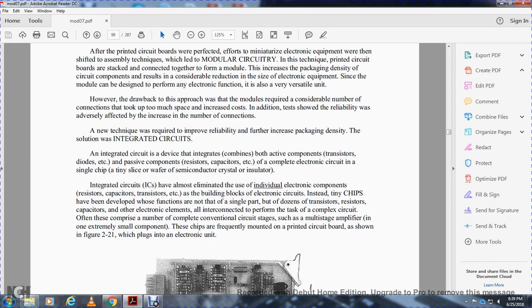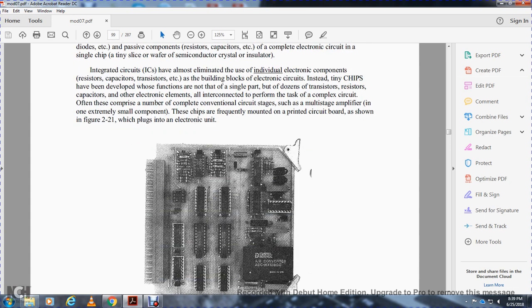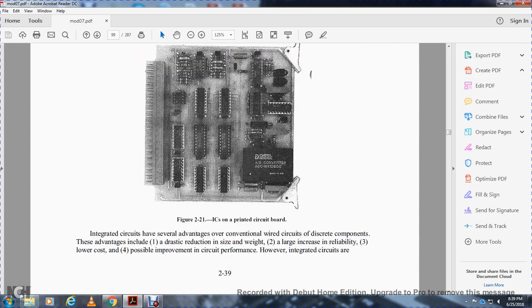They comprise a number of complete conventional circuit stages, such as a multi-stage amplifier, and one extreme is the smallest component. These chips are frequently mounted on a printed circuit board, as shown in Figure 221, which plugs into an electronic unit. Integrated circuit board, printed circuit board.